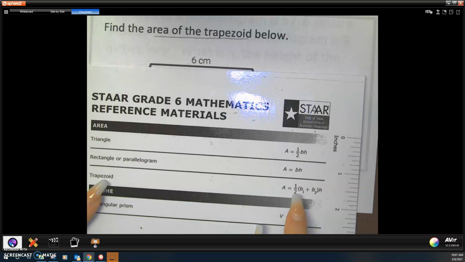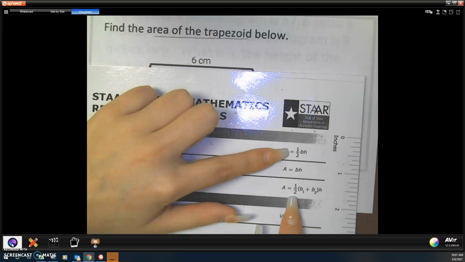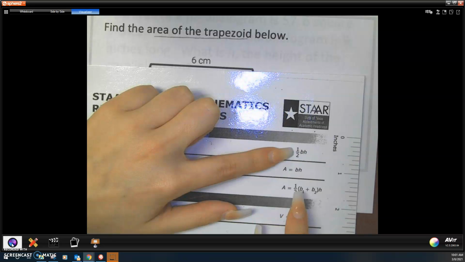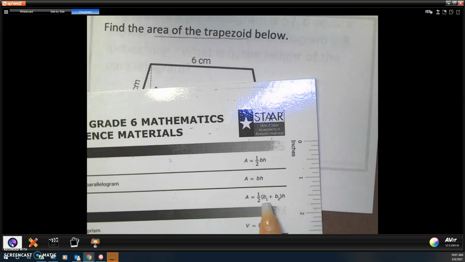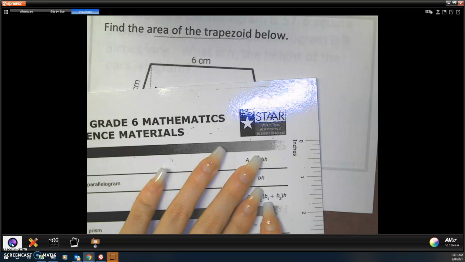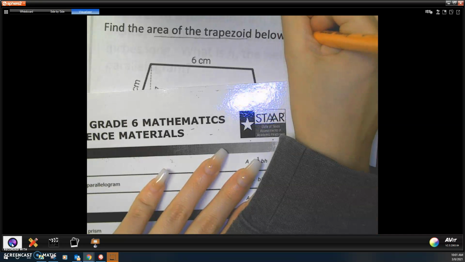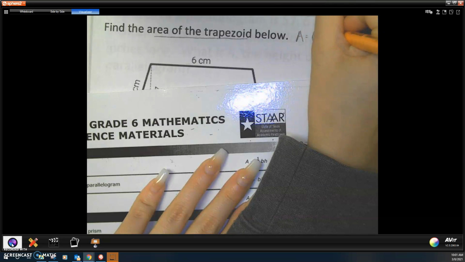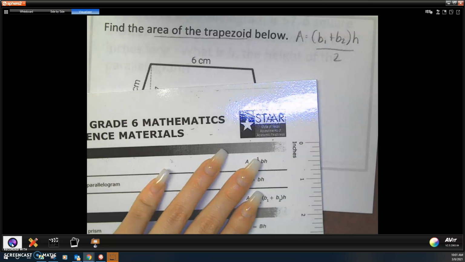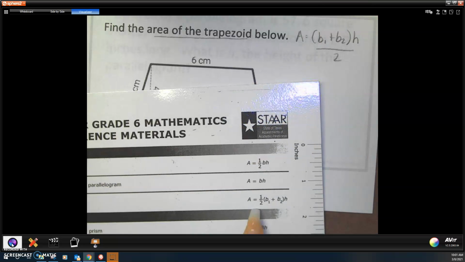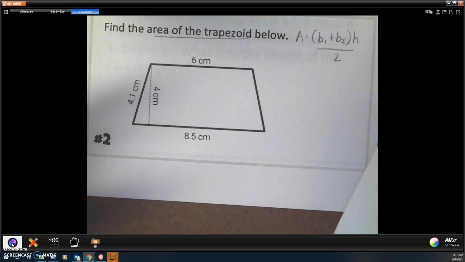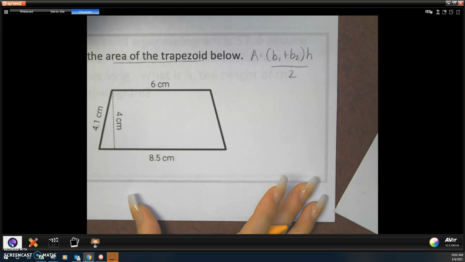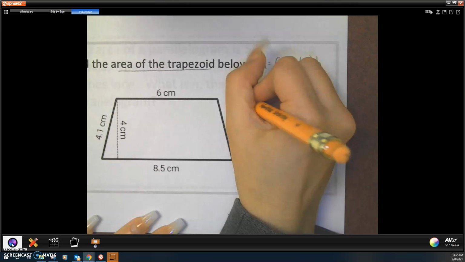You need to remember that anytime you see this 1/2, same thing for triangle, that is the exact same thing as dividing by 2. So instead of having 1/2 times this, I'm going to have B1 plus B2 times H divided by 2. So instead of multiplying by 1/2, I'm going to divide all of that by 2 because it's easier. So now that we have our formula, we can plug in our values.